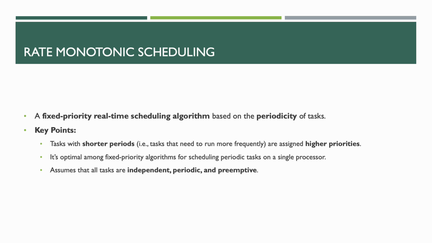RMS is a fixed priority real-time scheduling algorithm that assigns high priority to tasks with shorter periods. It is optimal among fixed priority algorithms for scheduling periodic tasks on a single processor. Tasks with shorter execution cycles, like high frequency, receive higher priority. Tasks that execute less frequently have lower priority. For example, a task that runs every 10 milliseconds has a higher priority than a task that runs every 50 milliseconds.